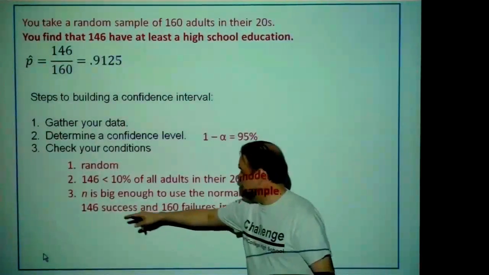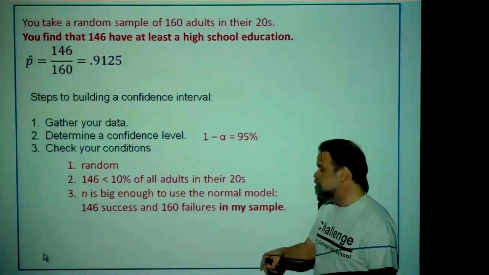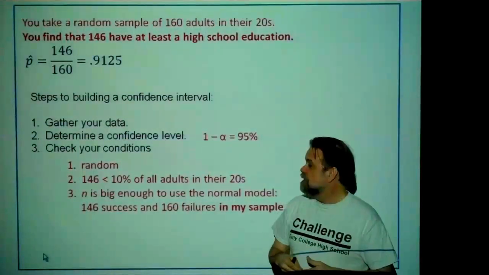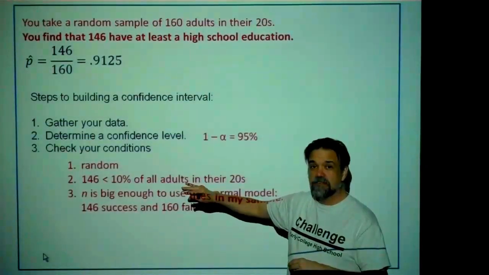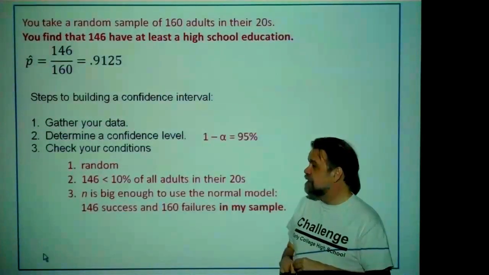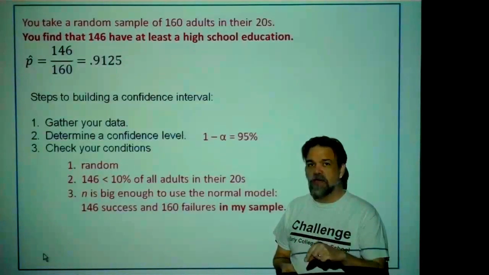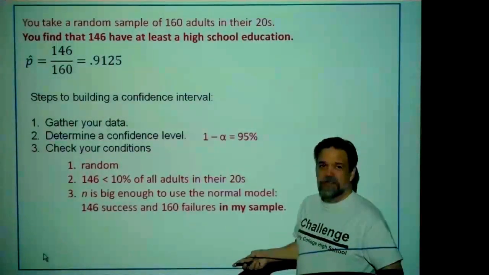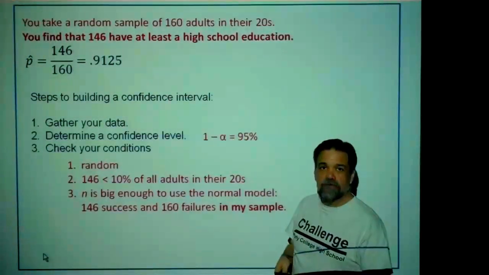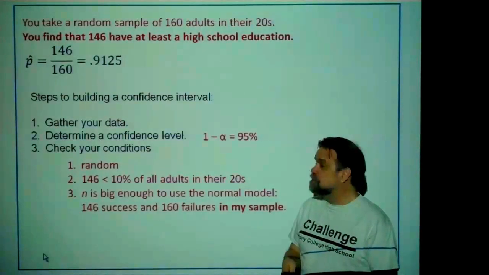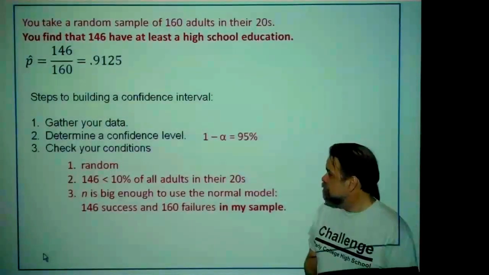So I have 146 successes, I have 14 failures in my particular sample. So the conditions are a tiny bit different in that since we don't have a P or a Q, we have to look at P hat and Q hat. But that's easy. It's just the number of successes that we got and the number of failures that we got. It's very easy to check. So those are our conditions.